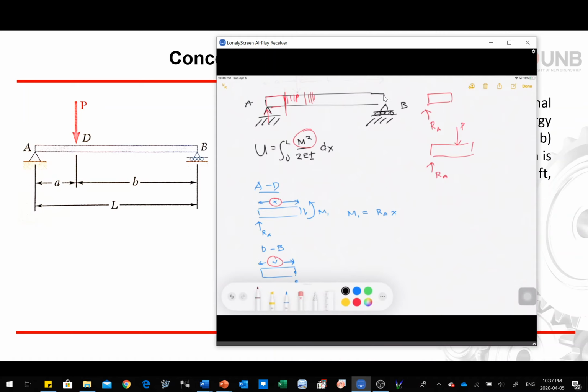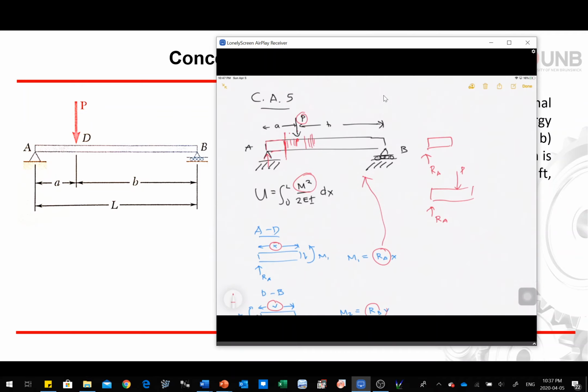Let's go back to the problem. So we have, let's say, shear right here. Oops, change it to blue. And then we have M2. So your M2 is equal to RB times your small V. So you have RA and RB, which you can solve from your beam right here.